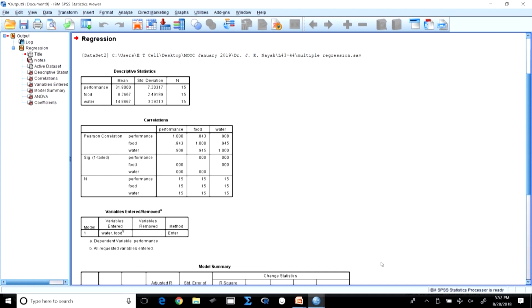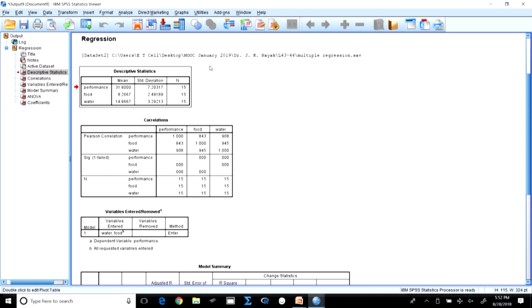If you look at the output, for example, the performance mean is 31.8 with a standard deviation of 7.2. The mean and standard deviation are given, and for food as well. n is equal to 15. Now, look at the correlation. The correlation between performance and food is 0.843, performance and water is 0.908. So, performance is more correlated with water. Food and water, for example 0.945, is a very high correlation, right.